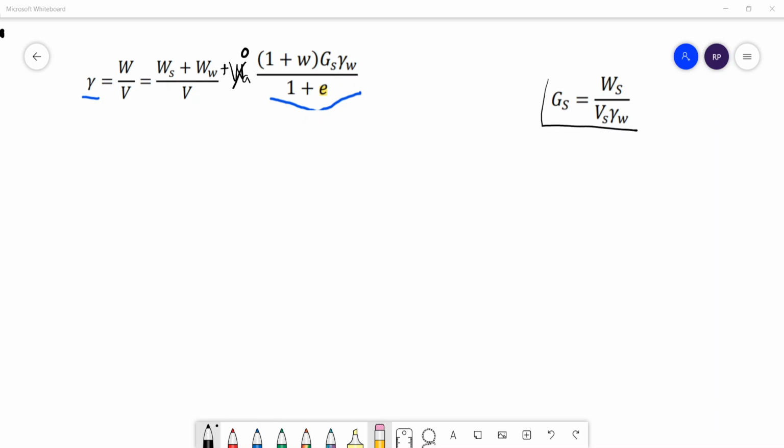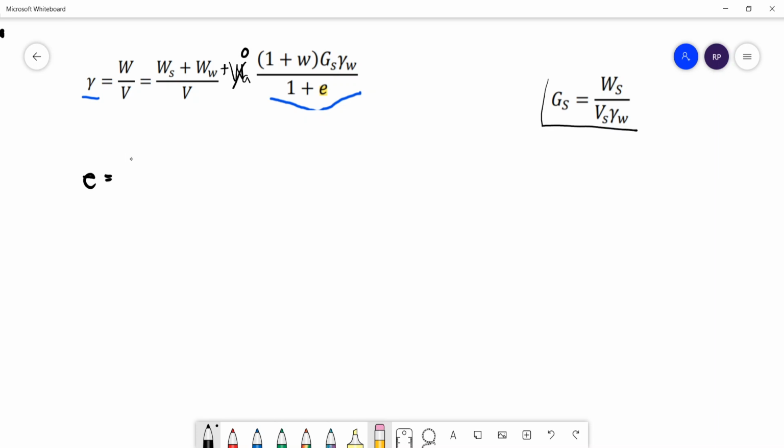So yung sunod na problem natin is wala tayong Vs. So saan tayo kukuha ng volume of soil solids? Siyempre, doon tayo sa total volume. And punta tayo sa last equation na piniprove natin. Meron tayong void ratio, e. So pwede natin gamitin yon. So rewrite natin yung equation ng void ratio.